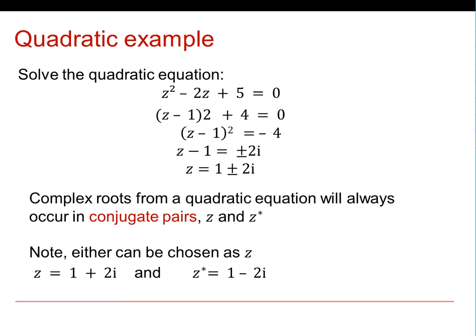Just to remind ourselves using a quadratic example, if we are asked to solve a quadratic equation z squared minus 2z plus 5 equals 0, we could rearrange this or use the quadratic formula to find that z equals 1 plus or minus 2i. Remember, complex roots from a quadratic equation will always occur in conjugate pairs, which we denote by z and z star. We can choose either to be the z, but the other one will then be z star. So here, let's choose z equals 1 plus 2i, then z star would be 1 minus 2i.